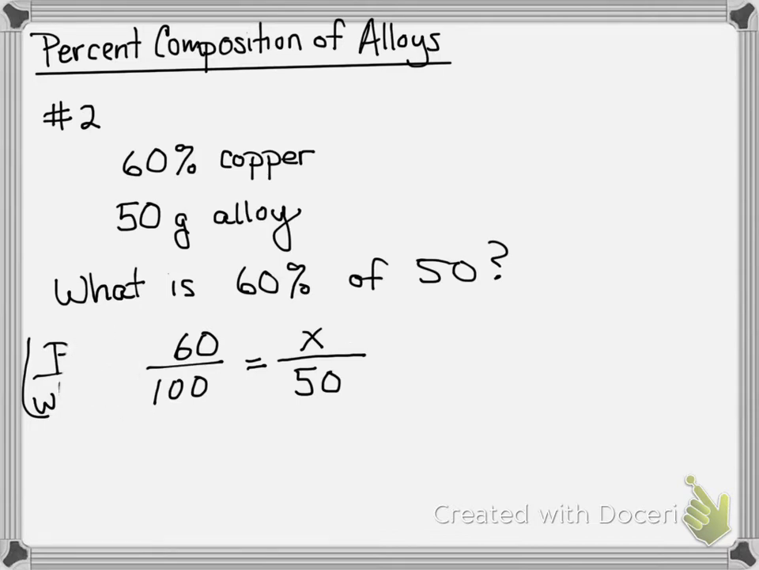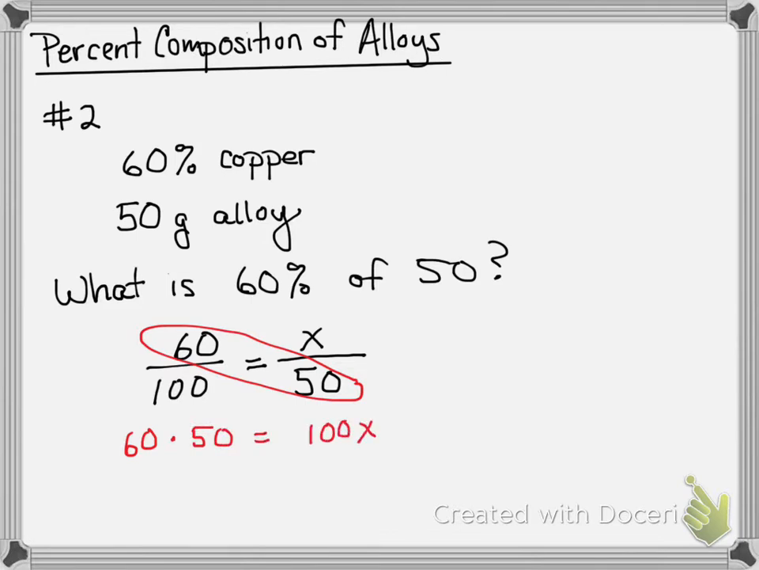So now to solve this, we are going to cross multiply and then divide. So we're going to take 60 times 50, and that's going to equal 100x. 60 times 50 is 3,000.